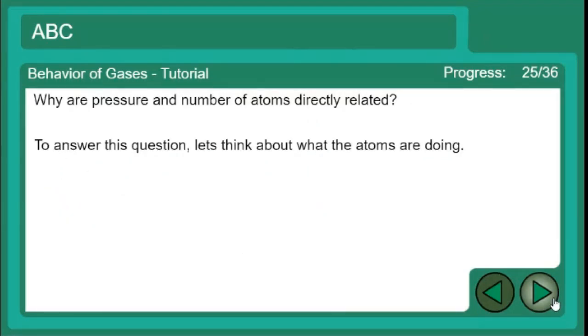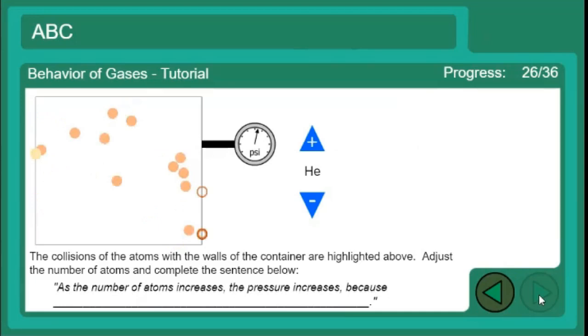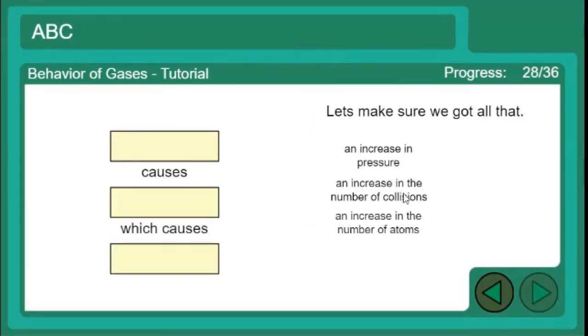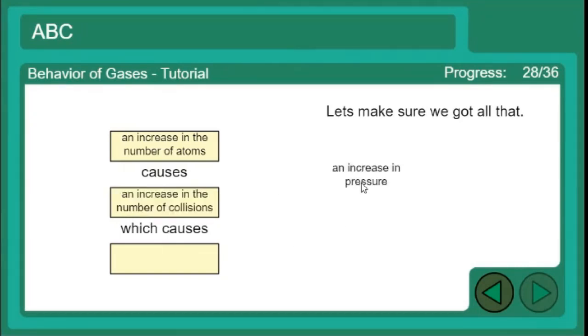So why are pressure and number of atoms directly related? To answer this question, let's think about what the gas atoms are doing. As the number of atoms increases, the pressure increases because there are more collisions with the side, and the more collisions, the higher the frequency. So now temperature and the number of atoms will directly affect the pressure: the pressure increases when the temperature increases or when the number of atoms or molecules increases. An increase in the number of atoms increases the number of collisions, which increases the pressure.